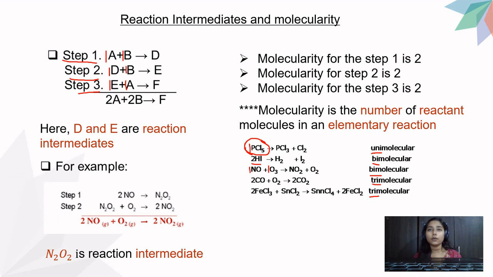Here it is 3. How is it 3? Here, 2 molecules of carbon monoxide and one molecule of oxygen. So the total comes to 3, and here you can write the prefix as trimolecular. Here it is again trimolecular, 2 molecules of FeCl3 and 1 molecule of SnCl2. Okay, so I hope this is clear.